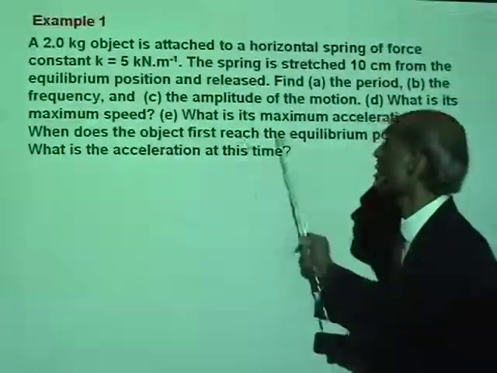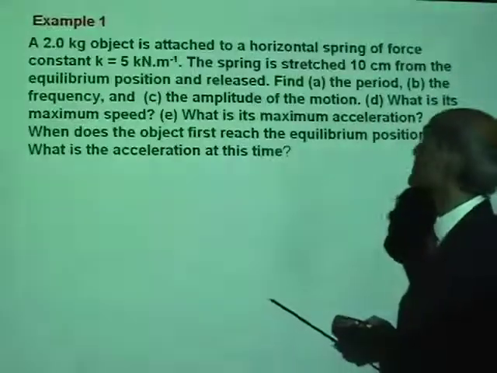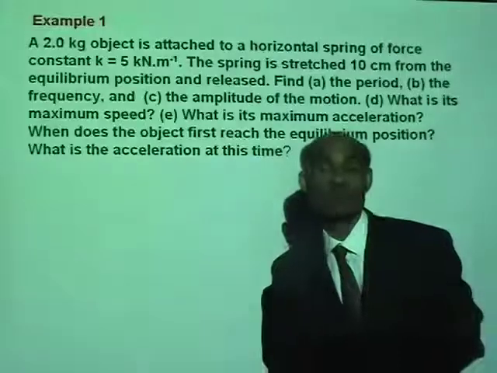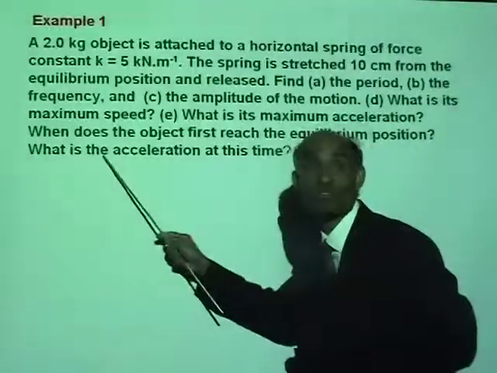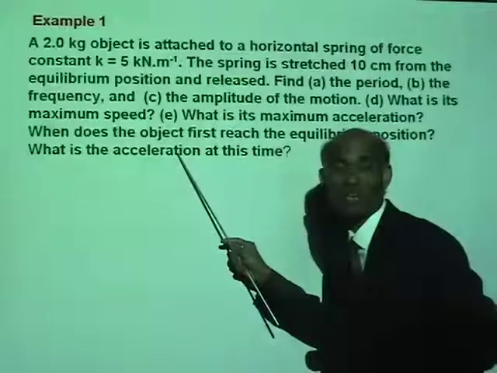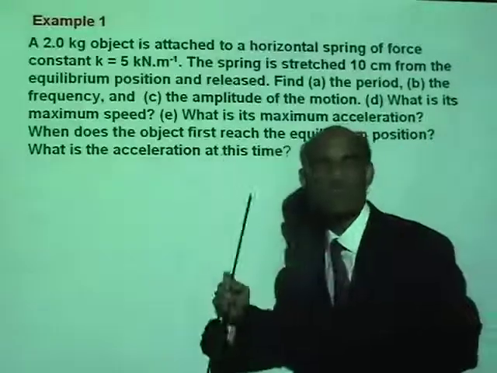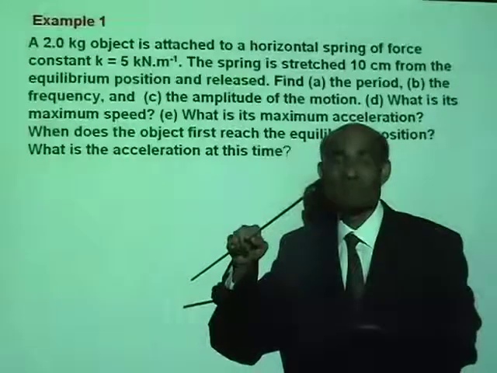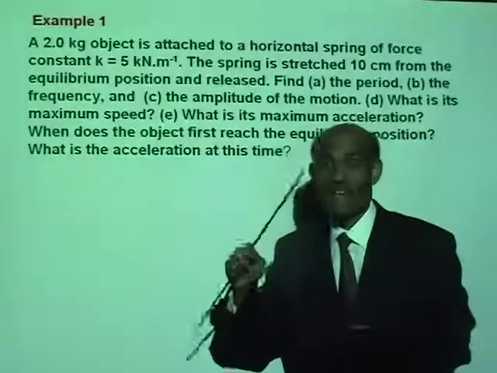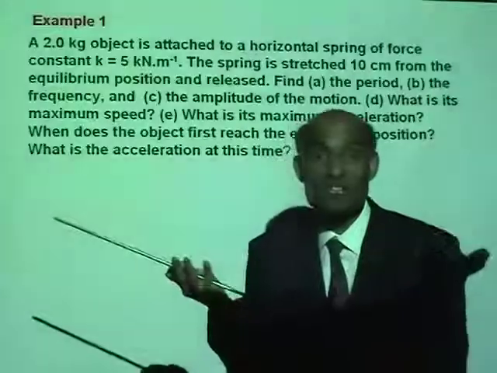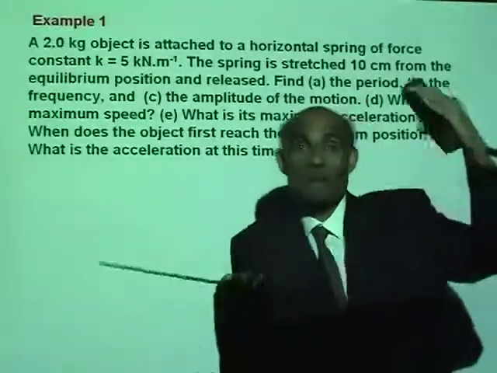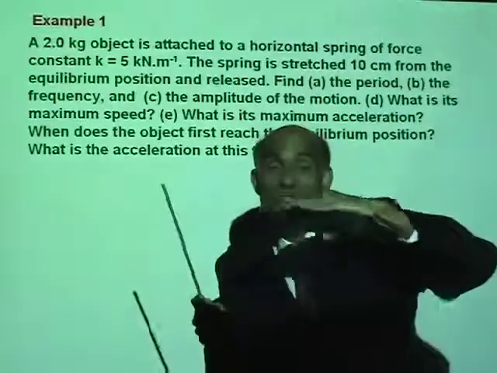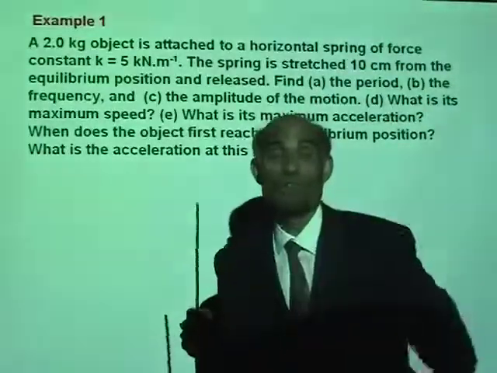And when does the object first reach the equilibrium position? What is the acceleration at this time? This also you can answer quite rapidly, quite quickly. What is the acceleration of the object at the equilibrium position? At the equilibrium position, the acceleration is 0. Acceleration is maximum at the two extremes. And at the equilibrium position, there is no net force.